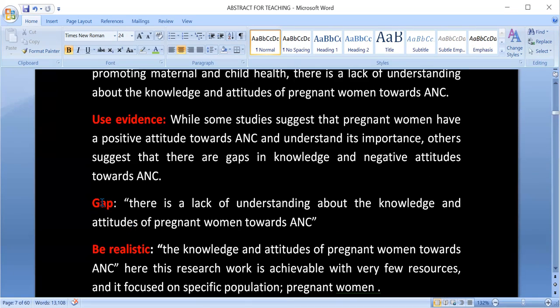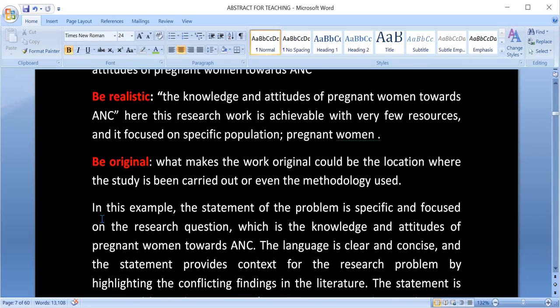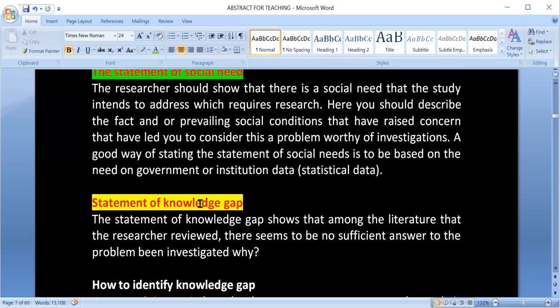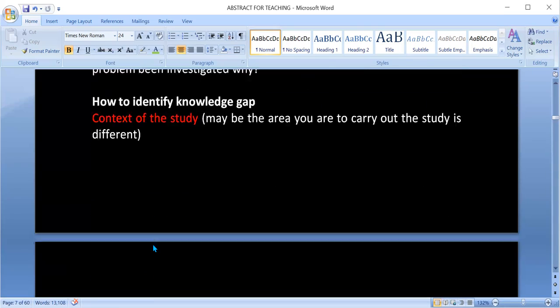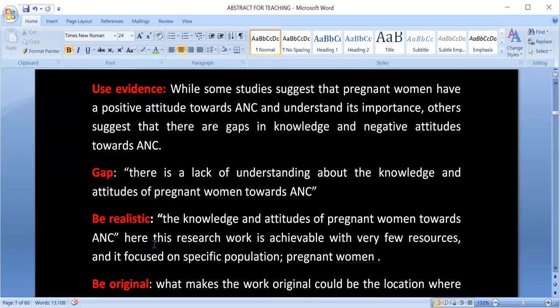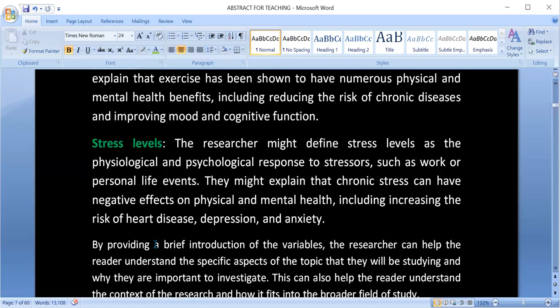earlier stated. It identifies a gap, it used evidence, it provided the context, it is realistic, it is original. Then it has the essential three components: statement of social needs, which is marasmic condition, birth interval less than 1 year of age, then statement of knowledge gap. There's no available information to tell us if their utilization is high or low. So that means there has not been any research in that area. Then finally, he identified a gap. So I believe with this, we've been able to discuss how to write a very good statement of problem.